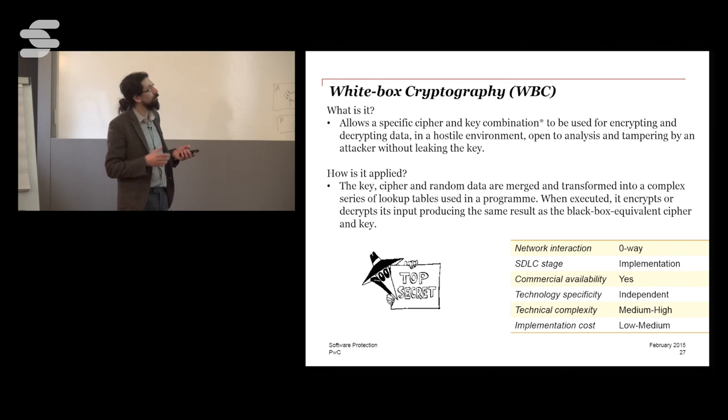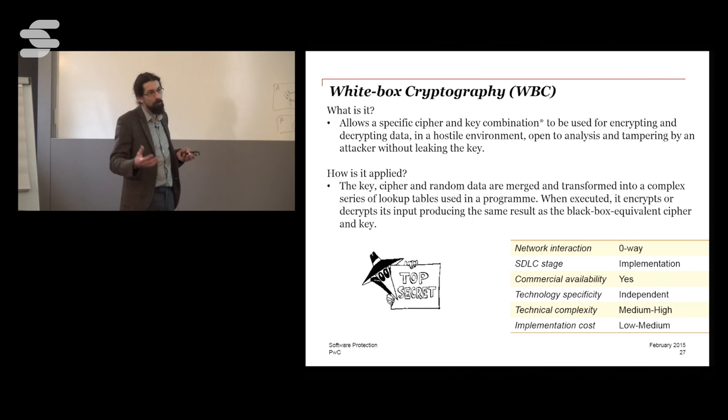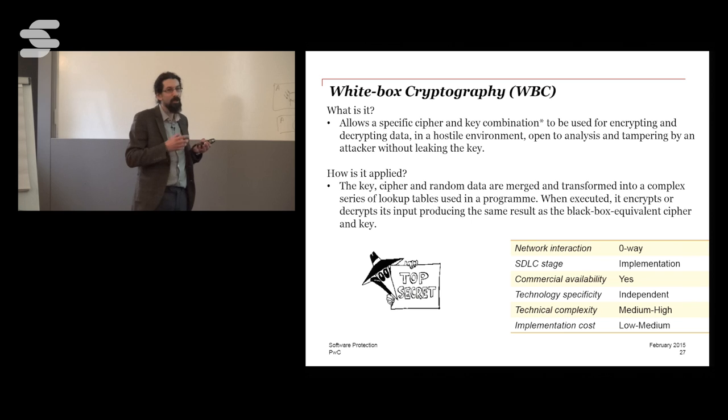White box aims to keep the key in plain sight. You're not hiding it, but you're embedding it in the cipher and mangling it in such a way that you actually can't distinguish the cipher from the key. You're mixing code and data. So the attacker can analyze it all they like. They won't get any information on the actual key in a way that they can use it.